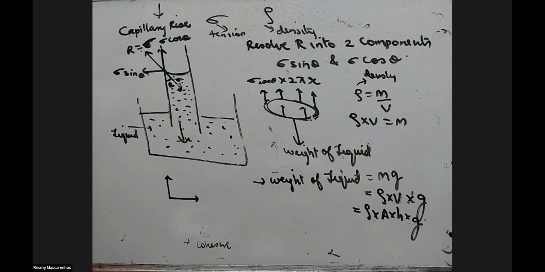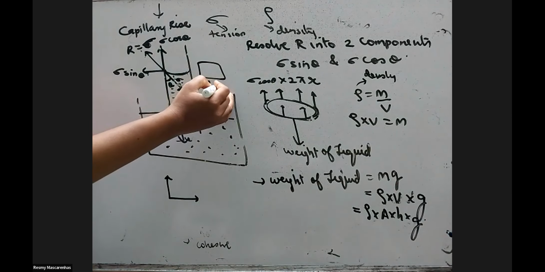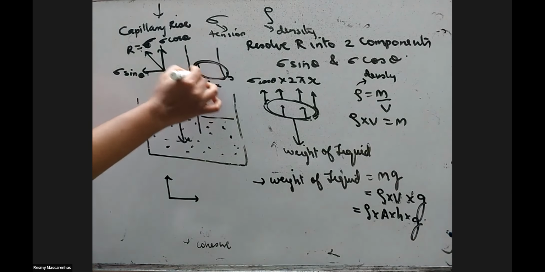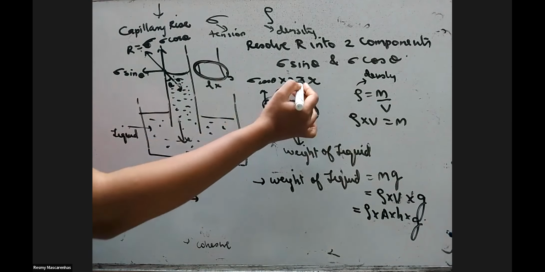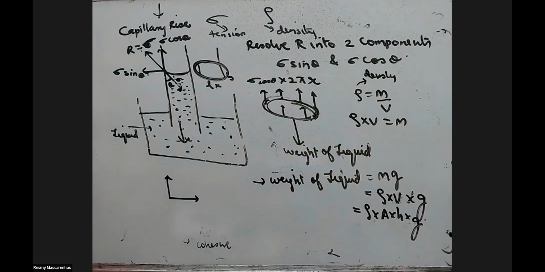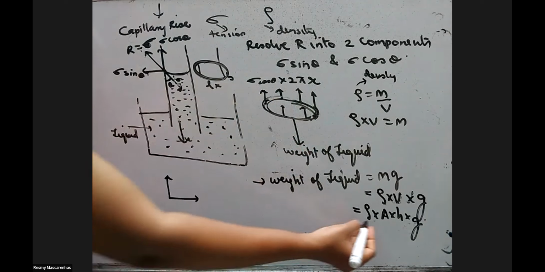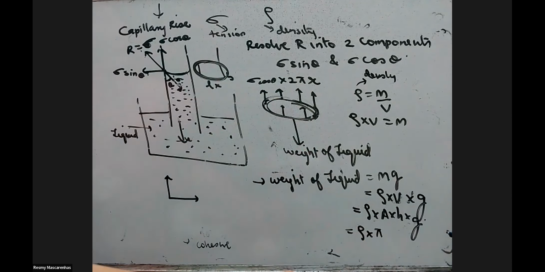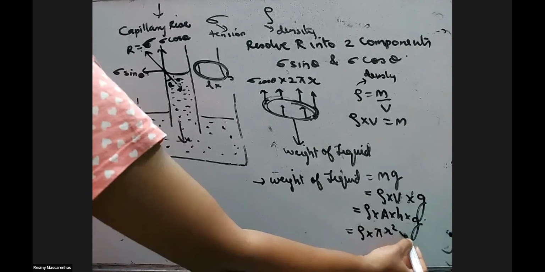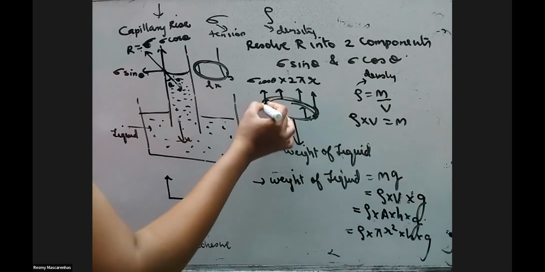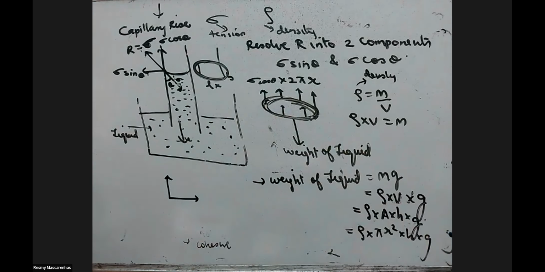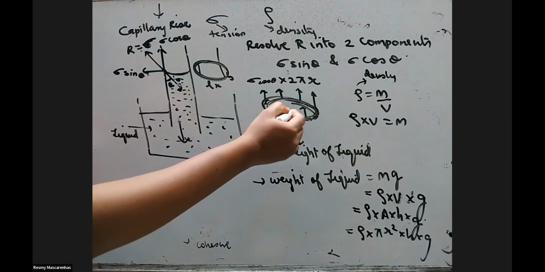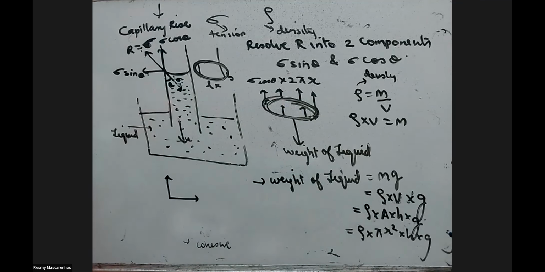This is not rectangular where I can use length, breadth and height. This is circular. So how much is the area for the circle? This is the circumference. Area of a circle will be pi r square, because we are considering a circle. Outer distance is 2 pi r, but inside the area is pi r square.